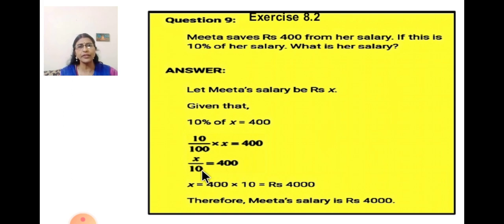And then what you will do? You will cross multiply this, because we have to find out the value of X, which is her salary. So X is equal to 400 into 10. And 400 into 10 is rupees 4,000. Therefore, Meeta's salary is rupees 4,000.